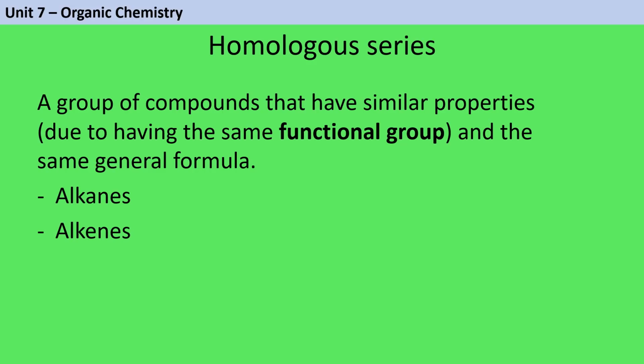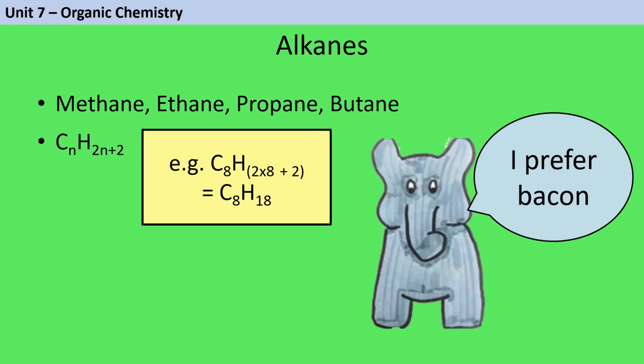The members of a homologous series will also have the same general formula, so this is like CnH2n+2 for alkanes. For combined science, the only homologous series that you need to know about are the alkanes and the alkenes. You should know that the names of the first 4 alkanes are methane, ethane, propane and butane, and I like to remember this by using the mnemonic most elephants prefer bacon. The general formula for alkanes is CnH2n+2. So what this means is that if we give you any number of carbons, say 8 carbons, we can then use that for n to work out how many hydrogens there should be. So 2 lots of 8 plus 2 gives me a total of 18 hydrogens.